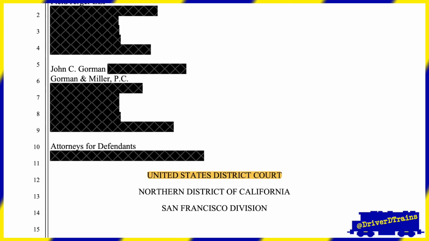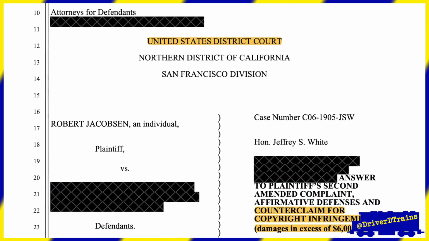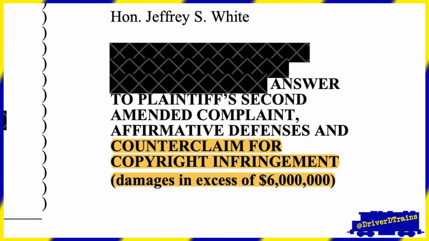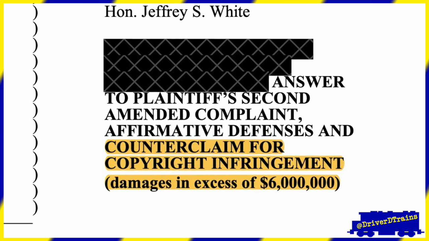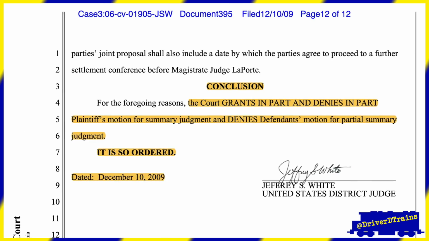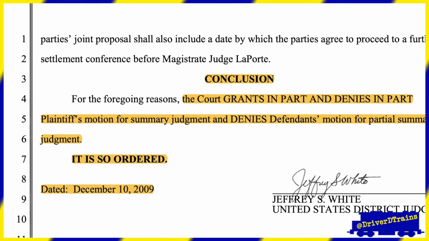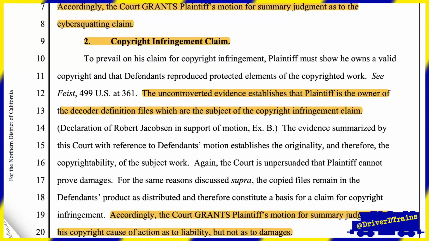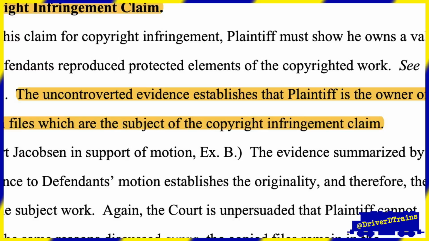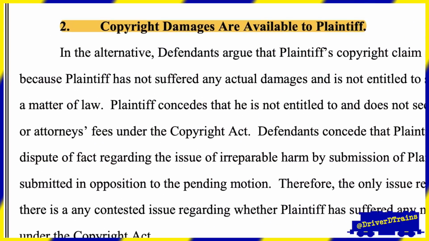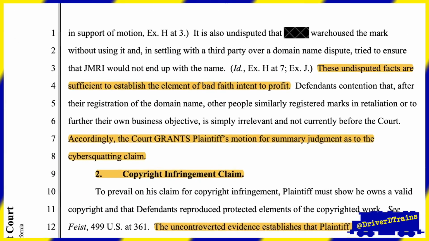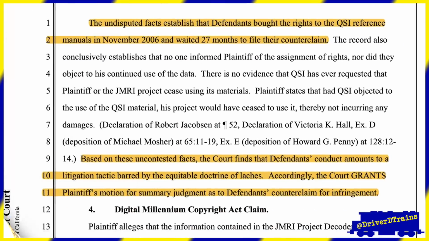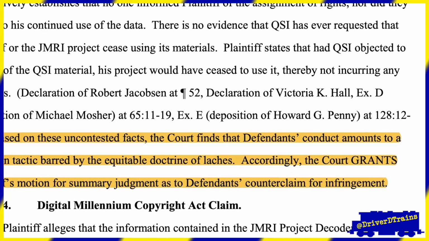Undaunted by the ruling of the appeals court, the JMRI competitor countersued Bob Jacobson for in excess of $6 million for copyright infringement for materials the competitor had originally obtained from JMRI. Finally, in December 2009, the district court ruled. The judge found that JMRI was copyrightable, that the JMRI competitor had infringed on that copyright, and that Bob Jacobson could sue for damages. The judge also found that the competitor had acted in bad faith when it registered the DecoderPro website and dismissed the competitor's $6 million countersuit.